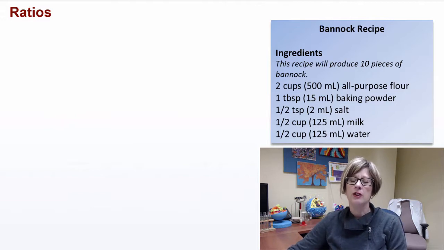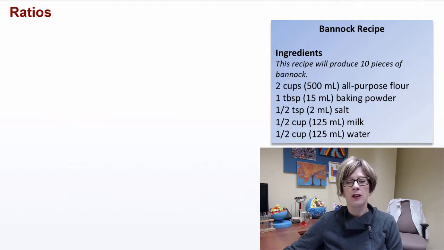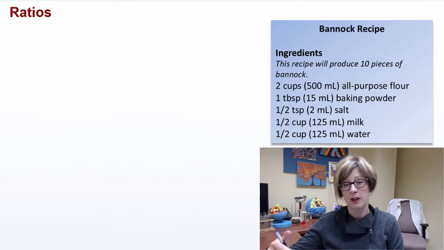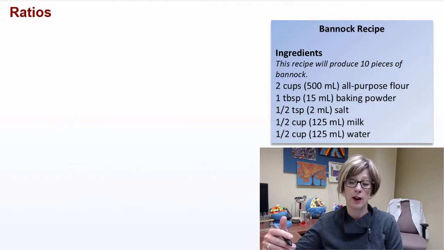So what would you do if you needed to produce 20 pieces of Bannock instead of just the 10? So that's pretty easy. What you do is just multiply every single one of those ingredients by 2. You would really just be doubling the recipe, and that's a pretty common thing. So say you're trying to figure out your flour. Instead of doing 2 cups, you'd multiply the 2 by 2 because you're doubling it and get 4 cups.